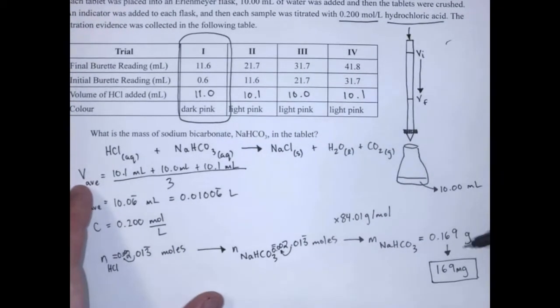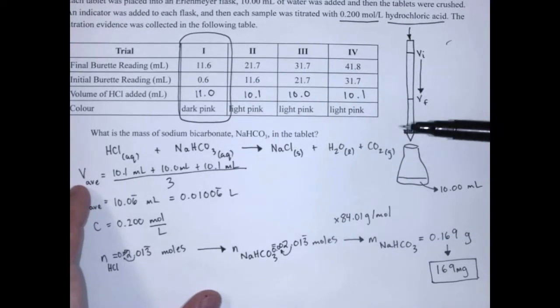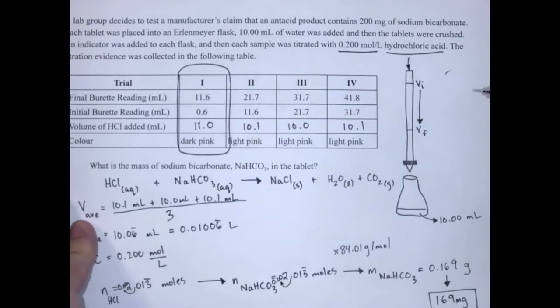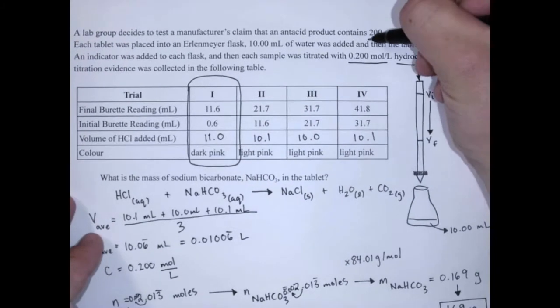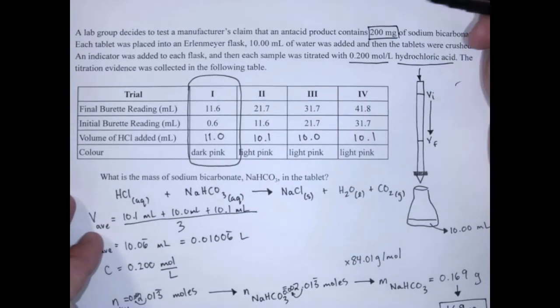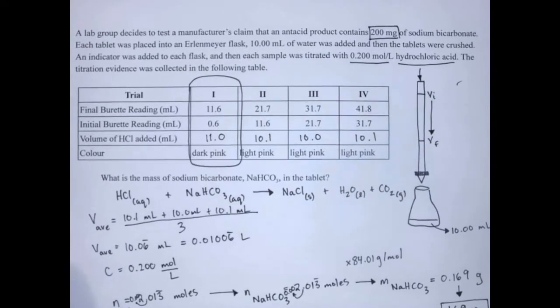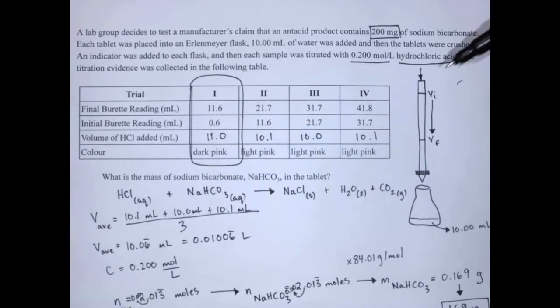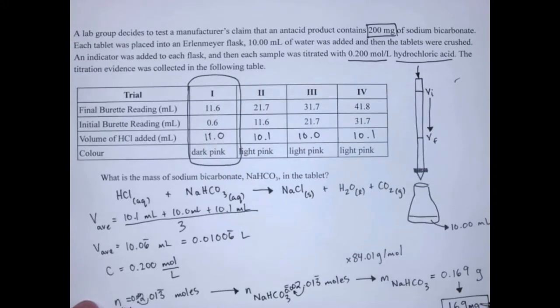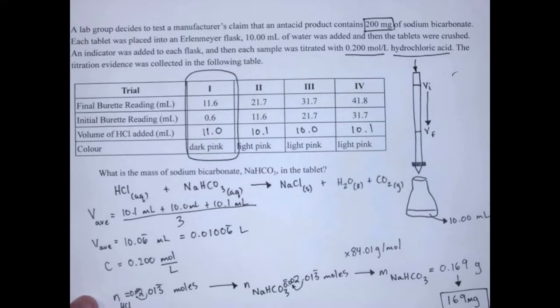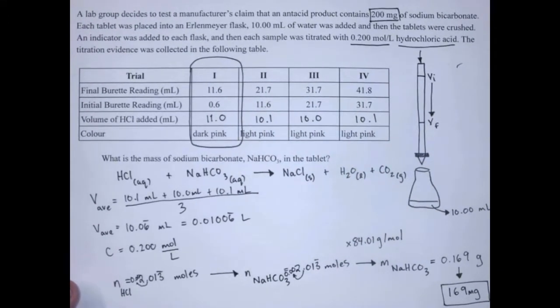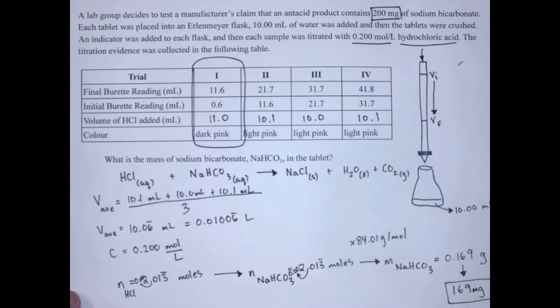All right, so we got 169 milligrams of sodium bicarbonate in each tablet, and the manufacturer said there's supposed to be 200. You got gypped. They're lying to us. They owe us another 31 milligrams of sodium bicarbonate. What the heck? All right, so that's a sample titration calculation.